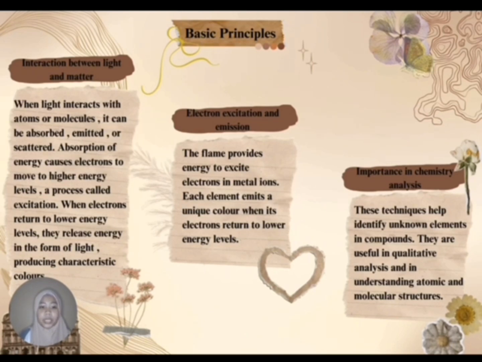Second point is electron excitation and emission. The flame provides energy to excite electrons in metal ions. Each element emits a unique color when its electrons return to lower energy levels.